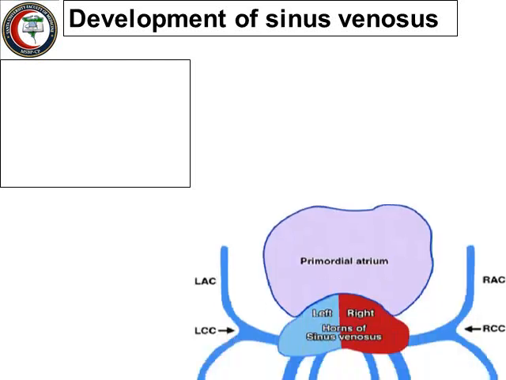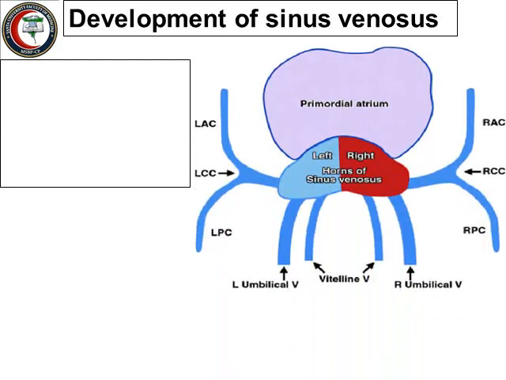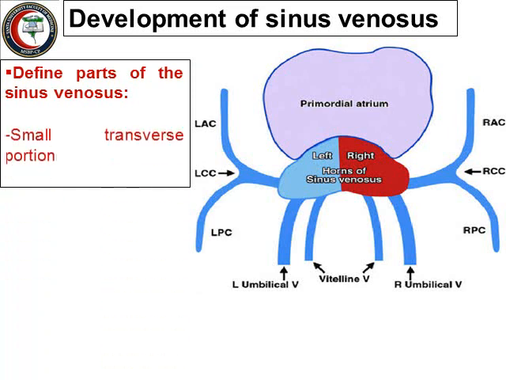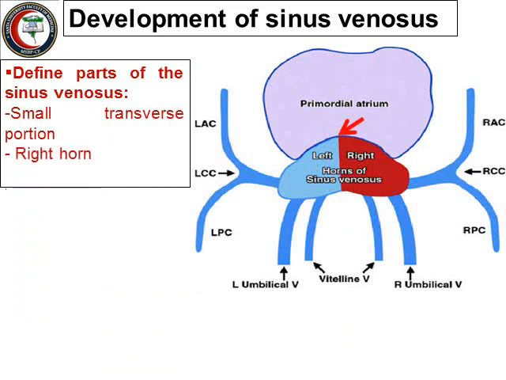Now let us see the sinus venosus. What is the sinus venosus? It is the lowest dilatation. We have truncus arteriosus, bulbus cordis, ventricle, atrium, and lastly sinus venosus. Sinus venosus is the last position. It lies behind the back of the primitive atrium and opens into it. It developed from, number one, a small transverse part, and the right horn and left horn. Okay, these are the parts. The small transverse part opens into the back of the right atrium.